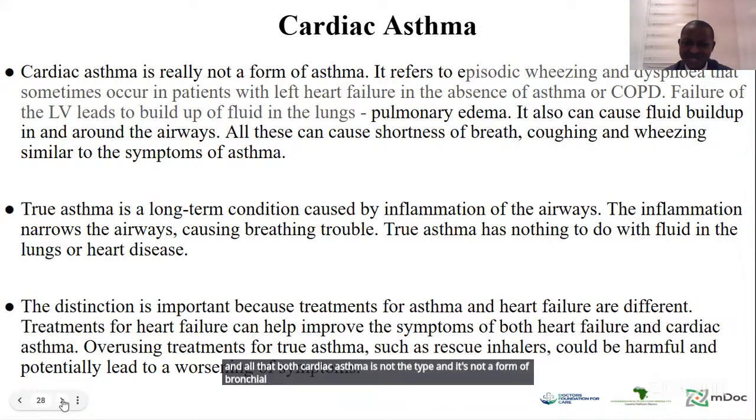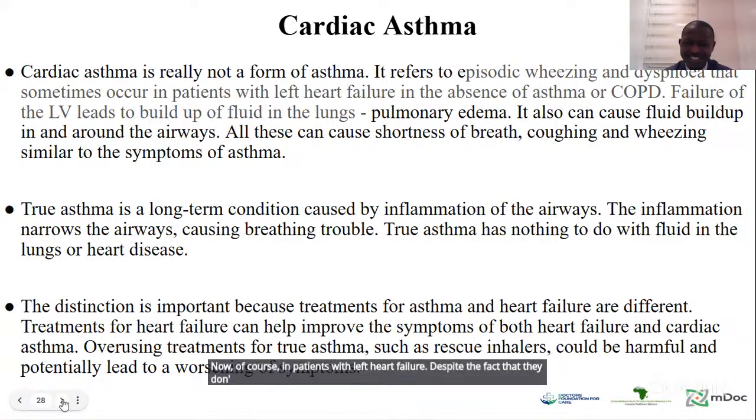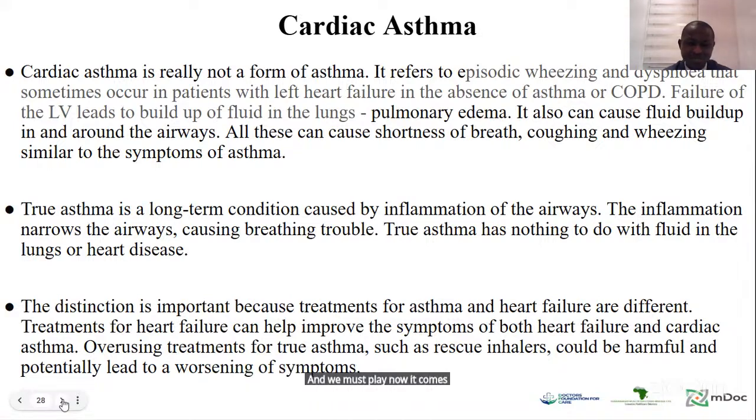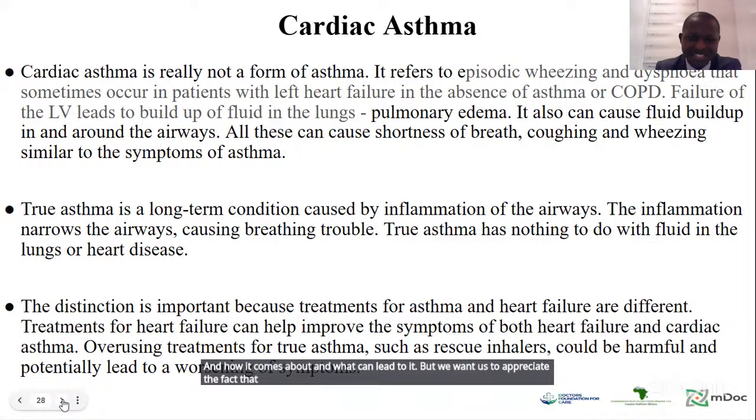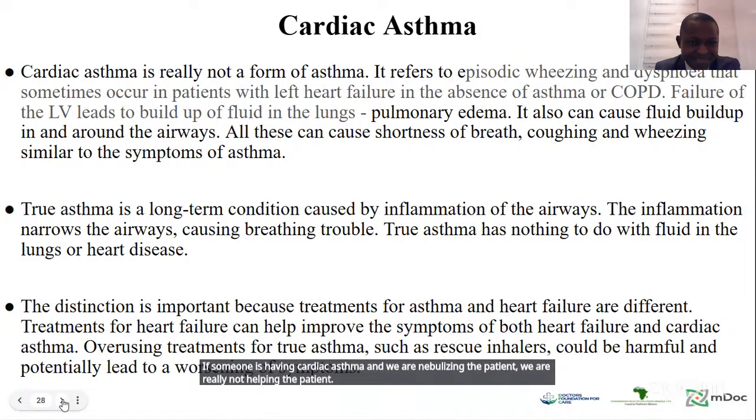Cardiac asthma refers to episodic wheezing and dyspnea that occurs in patients with left heart failure, despite the fact that they don't have asthma or COPD. And we will still explain how it comes about and what can lead to it. But we want us to appreciate the fact that not all that wheeze is asthma or COPD. And we need to get this right at the point that these patients are coming in, because if someone is having cardiac asthma and we are nebulizing the patient, we are really not helping the patient. Next slide, please.